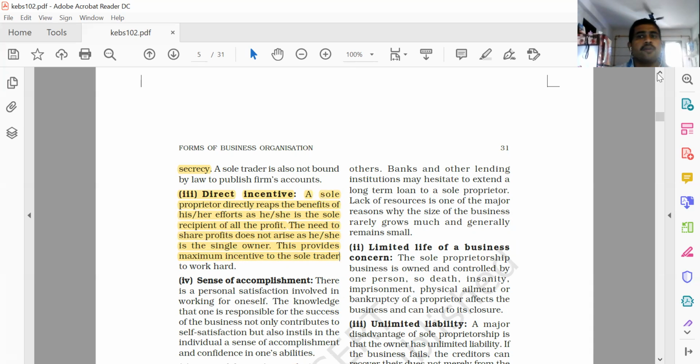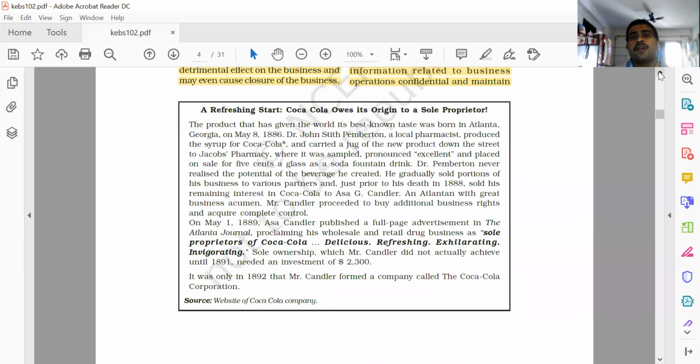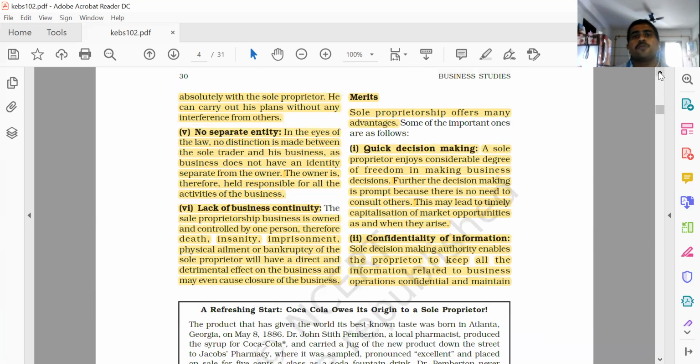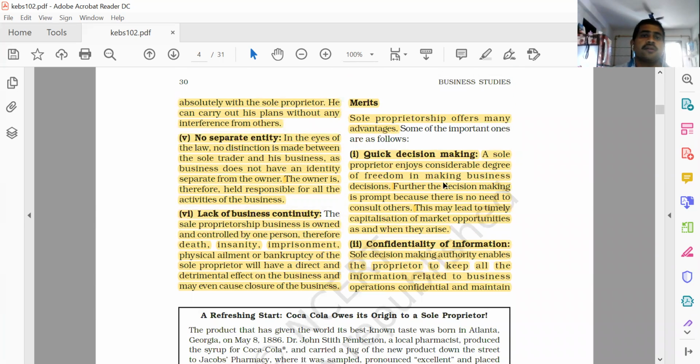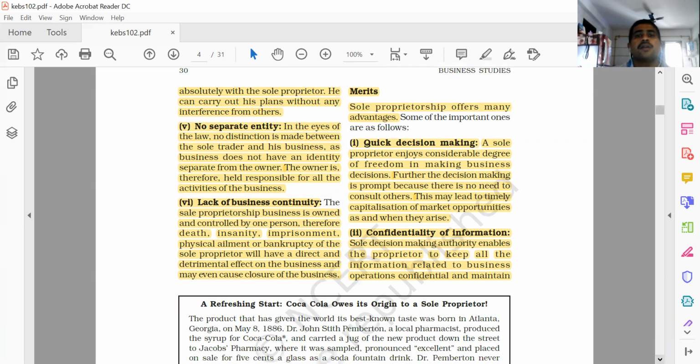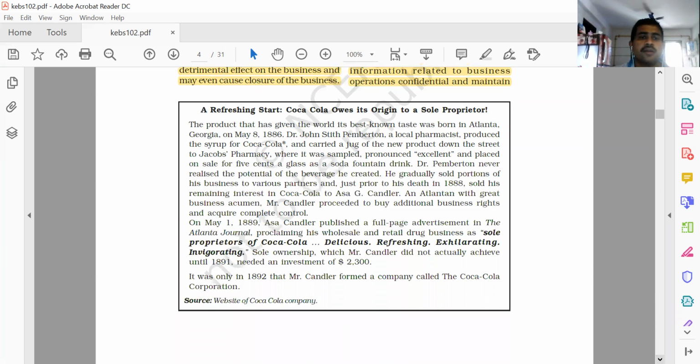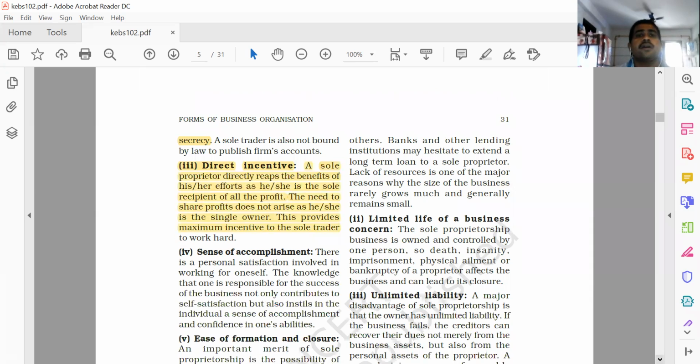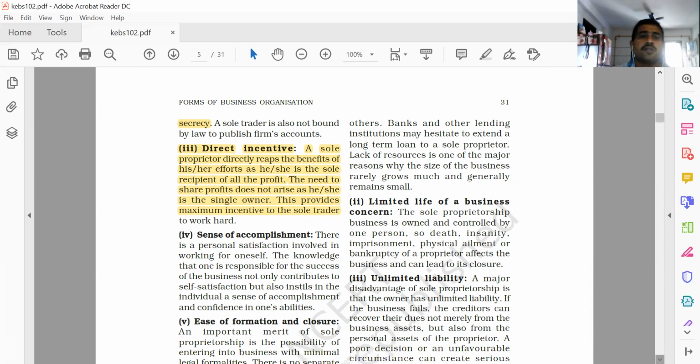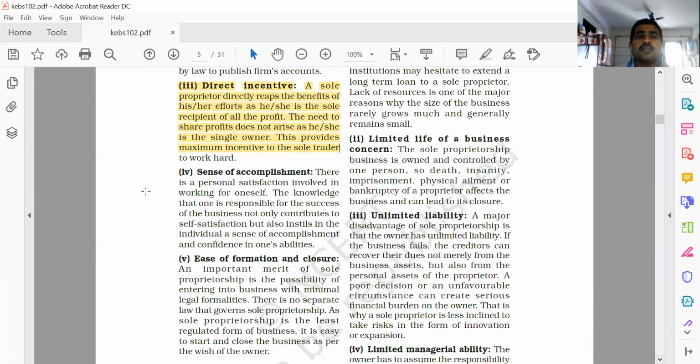तो 3 पॉइंट अभी तक पढ़े हमने. द फर्स्ट पॉइंट है क्विक डिसीजन मेकिंग, कॉन्फिडेंशियलिटी मेंटेन करना, एंड तीसरा है हमारा डायरेक्ट इनिशिएटिव. सेंस ऑफ अकॉम्प्लिशमेंट, काम खत्म होने का हमें एक संतुष्टि मिलती है.